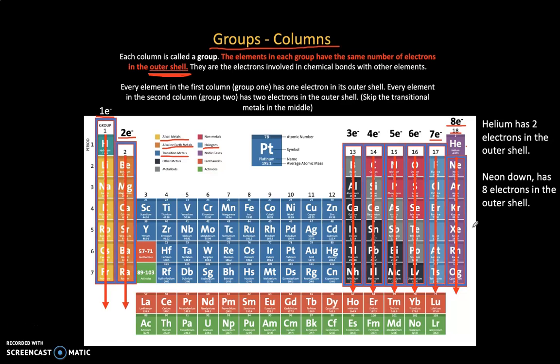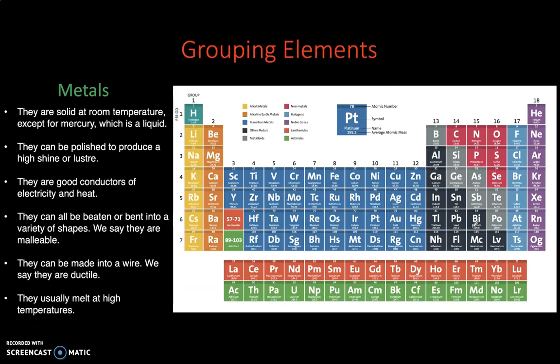Okay, let's keep moving forwards and have a look at some properties of the various types of elements we have on the periodic table. We'll start with metals. So metals, I've got alkali metals, earth metals here, transitional metals here as well. They are solid at room temperature, except for mercury, which is a liquid. They can be polished to produce a high shine or luster. They are good conductors of electricity and heat.